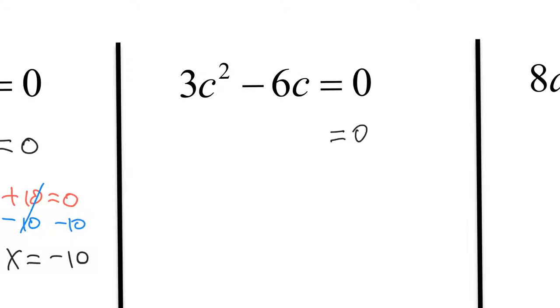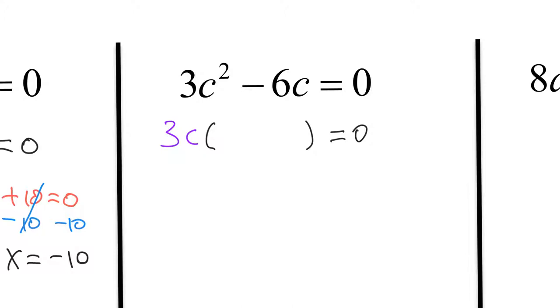I'm going to have my parentheses, and I'm going to factor. Let me see what I can factor. I can factor out a c. That's what they have in common, the variable c. And the 3 and the 6, they have a common factor. You can factor out a 3. 3 goes into 3, and 3 goes into 6. So you can factor out a 3c.